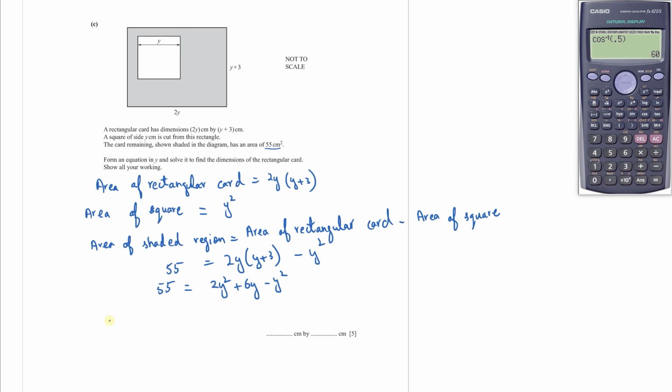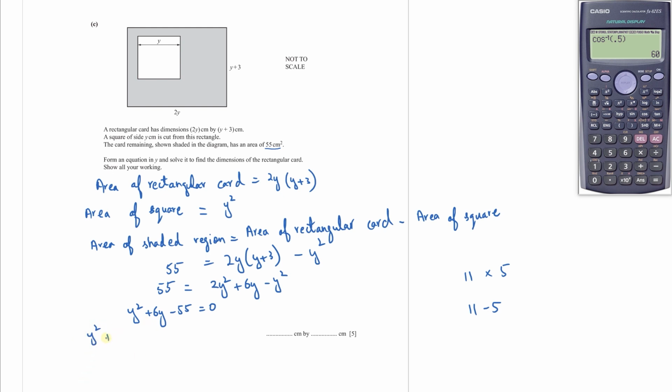So I'll take this 55 to this side as well. In fact, I'll have 2y square minus y square will be y square plus 6y, and this will become minus 55 equals to 0. And then we can solve this quadratic equation using factorization. So 55 times 1, which is the coefficient of y square, is minus 55, and there's a negative sign. So I need to look for two factors of 55. If I subtract them, I should get plus 6. So 11 times 5 is 55, and 11 minus 5 is 6.